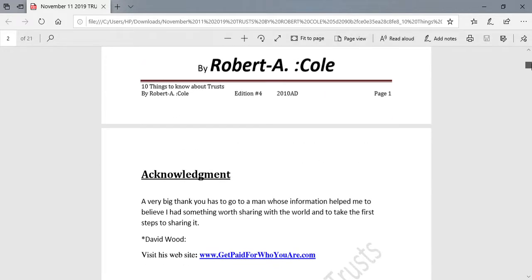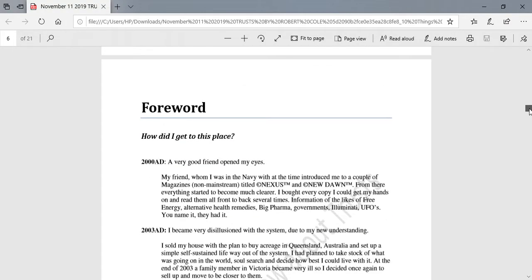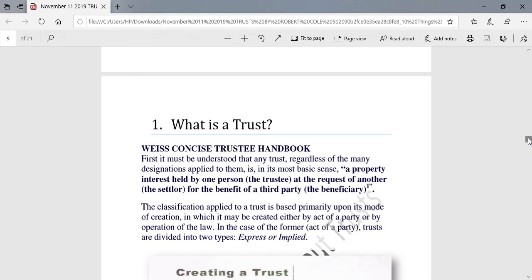By Robert A. Cole. Introduction. 1. What is a trust? WEISS Concise Trustee Handbook. First, it must be understood that any trust, regardless of the many designations applied to them, is, in its most basic sense, a property interest held by one person, the trustee, at the request of another, the settlor, for the benefit of a third party, the beneficiary.